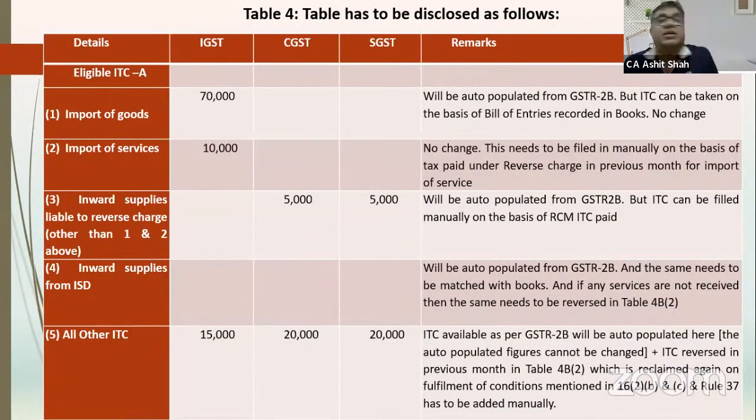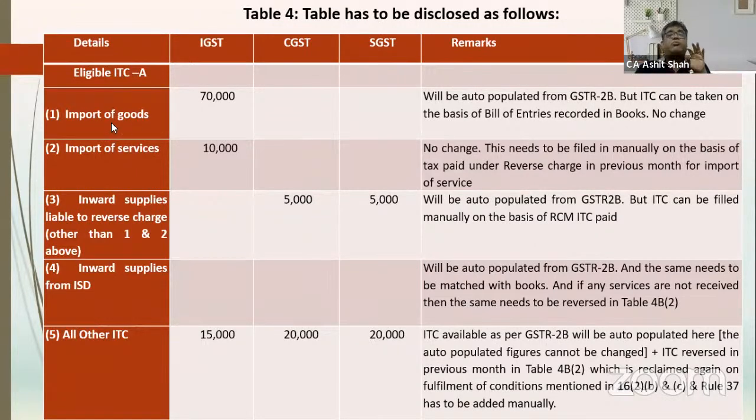Now, third thing, input tax credit. That means table number 4. Table number 4 is in respect of the input tax credit. I will try to compile it in a manner so that it is easier to understand. Table number 4 is for the eligible input tax credit, which is known as A, wherein the first one is imported goods. We have to provide the data for the goods which have been imported during that month, and the value of tax which has been paid for that import of goods.